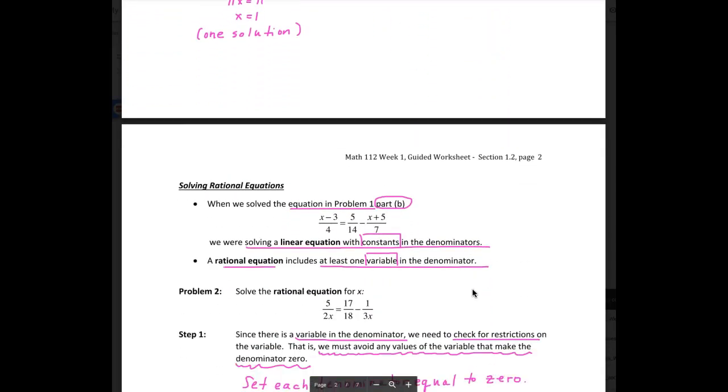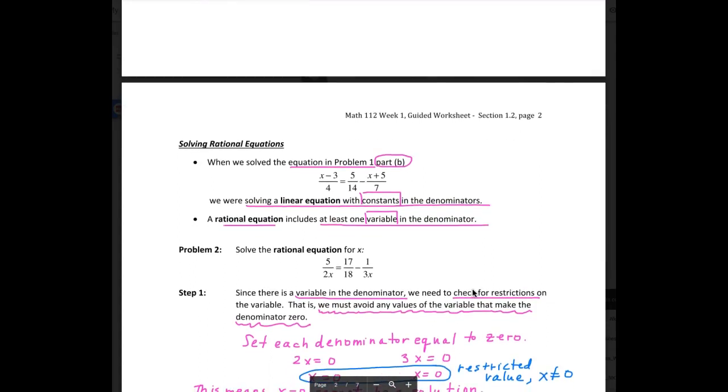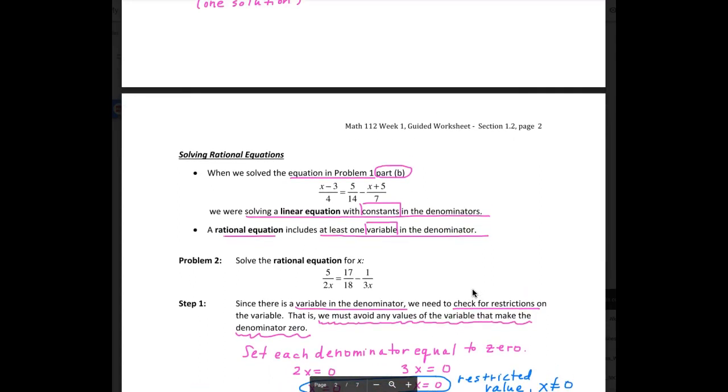All right, next let's take a look at solving rational equations. When we solved the equation in problem 1 part B, remember this was the linear equation that we had, it had constants in the denominators. Well, the difference between a linear equation and a rational equation is that a rational equation includes at least one variable in the denominator. You can also have variables in the numerator.